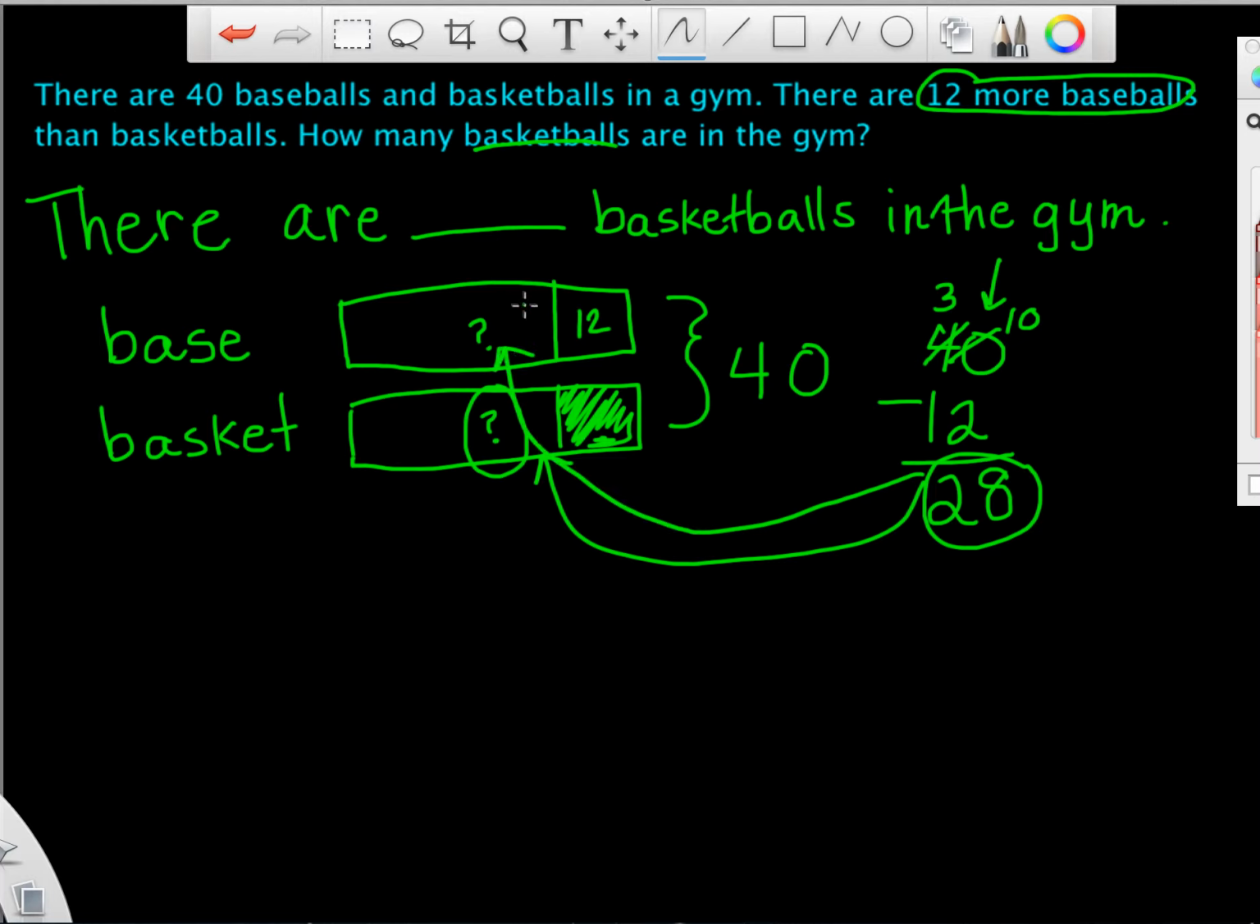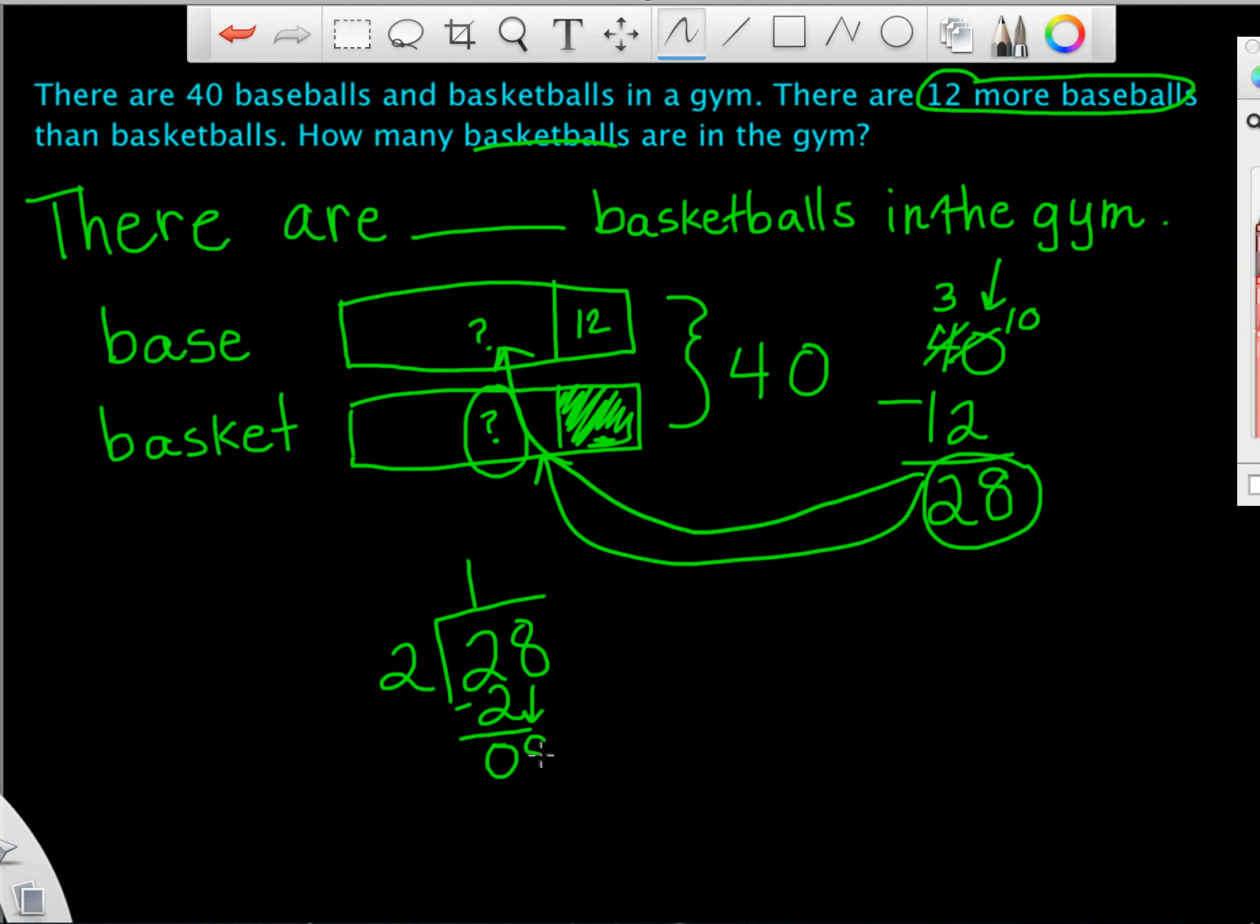Okay, so I have 2 different types of balls, a basketball and a baseball, and there's 28 of them. I have to take those 28 and divide them into 2 different categories. Some of them are basketballs, some of them are baseballs. So 28, divide them into 2. 2 will go into 2 one time. 2 times 1 is 2. I subtract. There's no difference between these numbers.